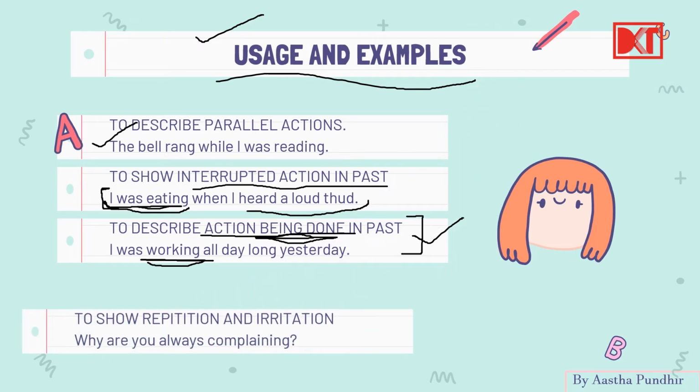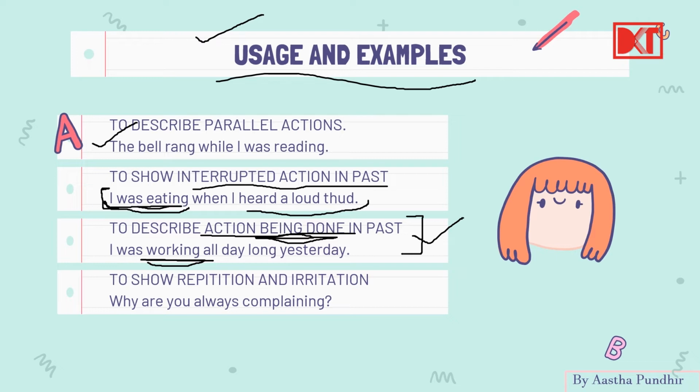Alright. Now to show any kind of repetition and irritation. And here I'm sorry, there's a spelling error. For repetition between P and T, we get E. So to show any repetition or irritation, example, why are you always complaining? So complain and ing, the past continuous form.